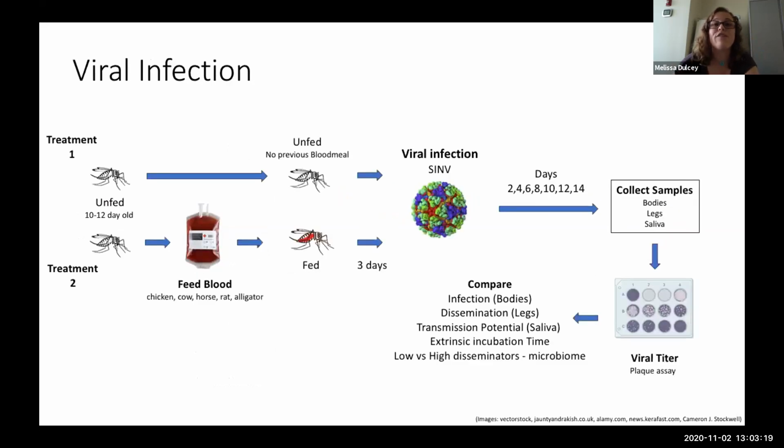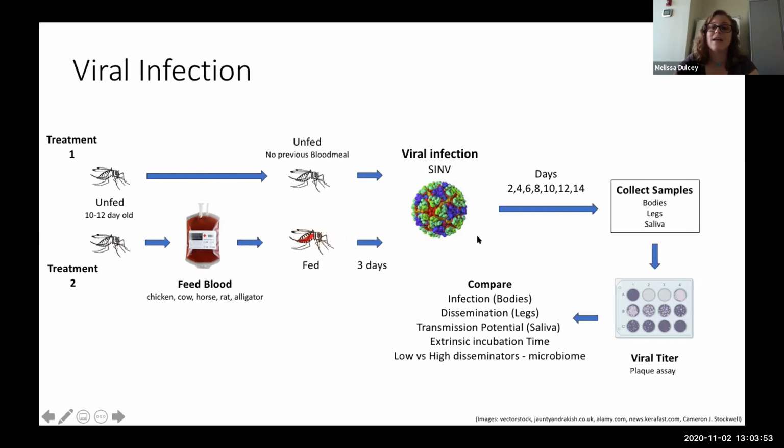And then for the viral infections, we have 2 different treatment groups. They are both unfed and they are 10 to 12 days old. And then the bottom treatment group down here, they are fed a blood meal, an initial uninfected blood meal, and then we wait the 3 days. And then the other treatment group does not get an uninfected blood meal. So the one that gets first an uninfected blood meal is supposed to represent those microbial changes that are occurring. And then they both receive an infected blood meal with Symbis virus.